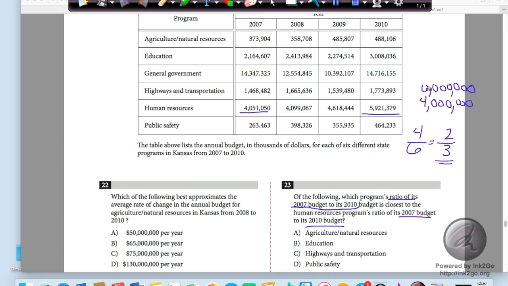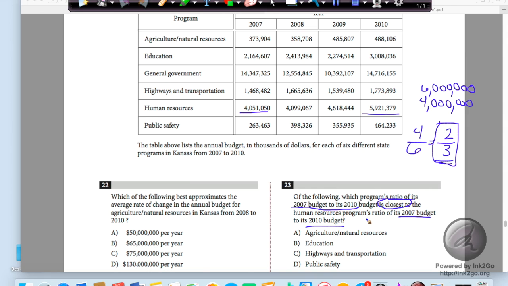The reason I'm simplifying this is so I don't get bogged down, because the wording is "closest to," which is really relative. They're saying approximate. So what is the best estimate that's going to be equal to 2/3? Because the Human Resources budget, 4 million over 6 million, is going to equal 2/3.